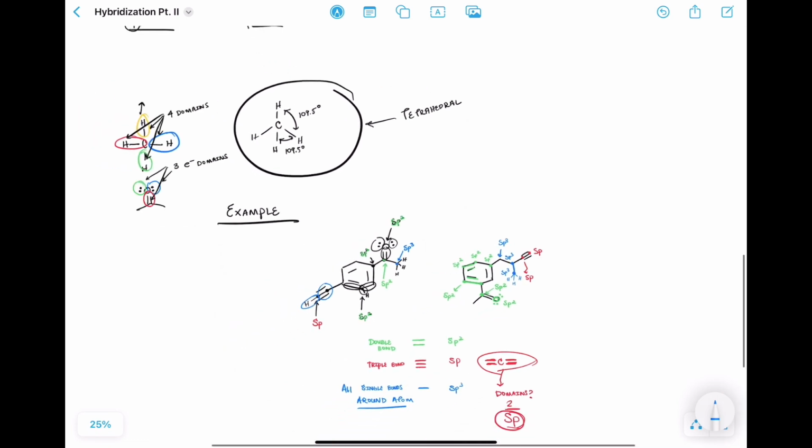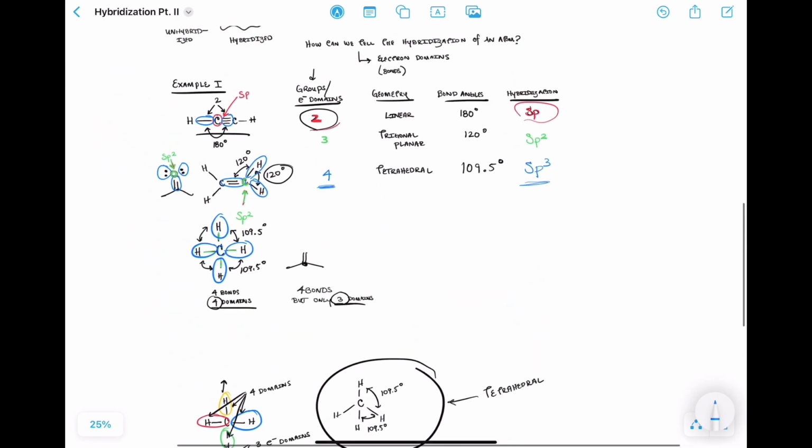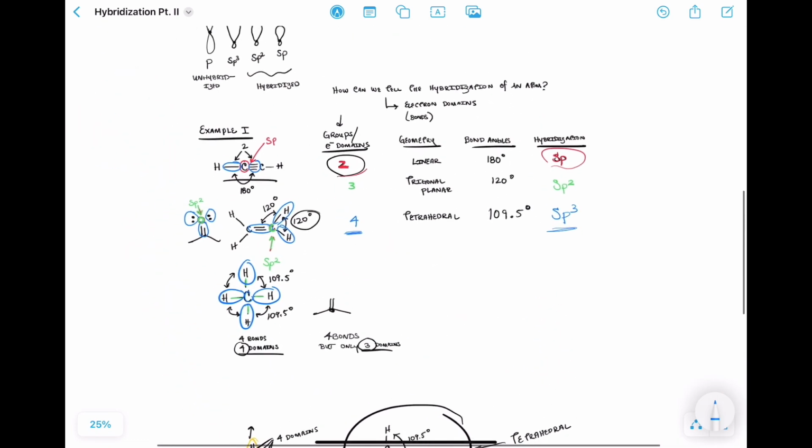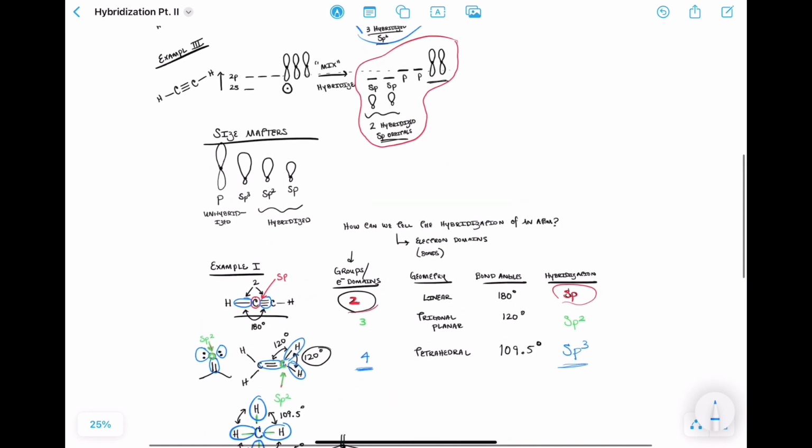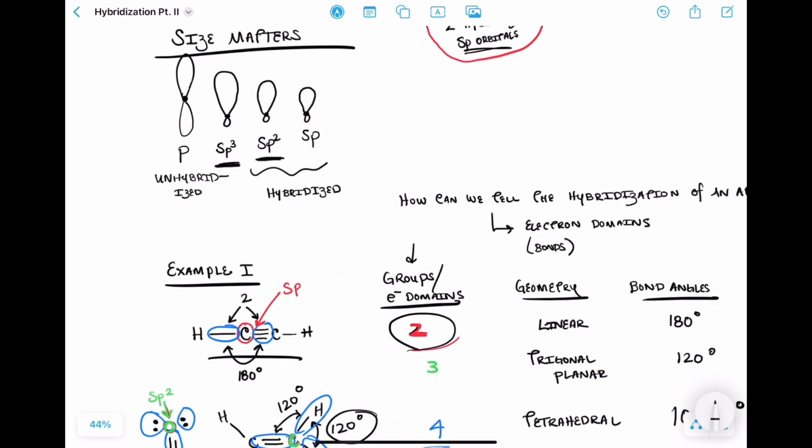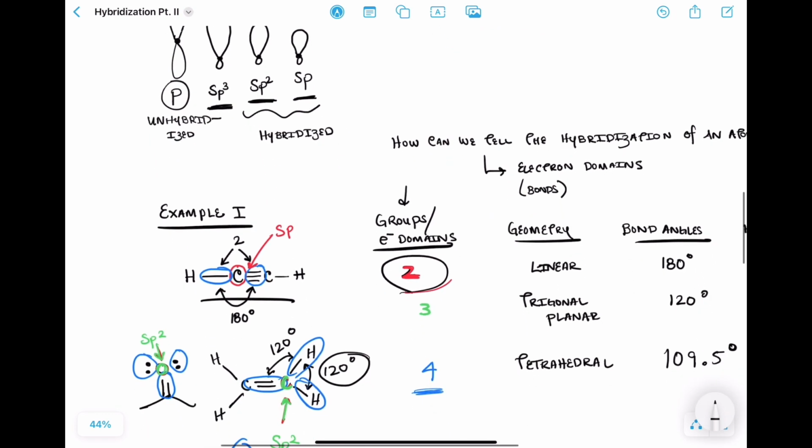So there's a lot here to take in, but let's just do a quick recap. We talked about different hybrid orbitals. So there are 3 types of hybridized orbitals. There's the sp3, the sp2, and then the sp. And then there's an unhybridized p orbital, which we'll talk about later.